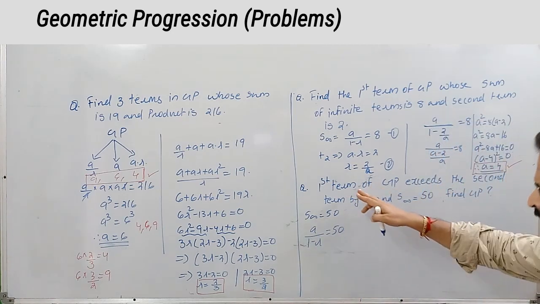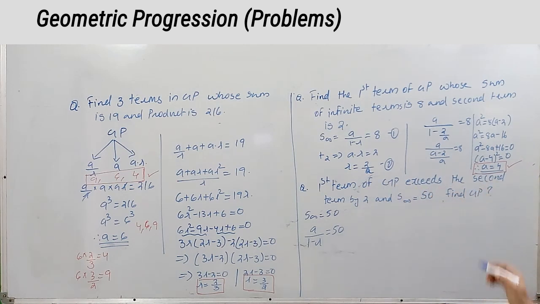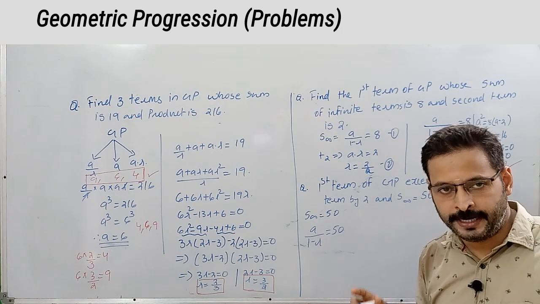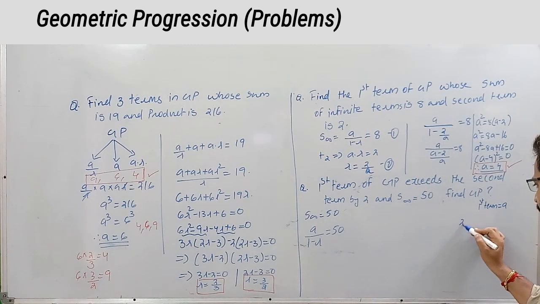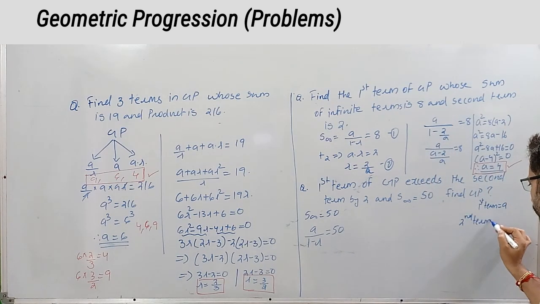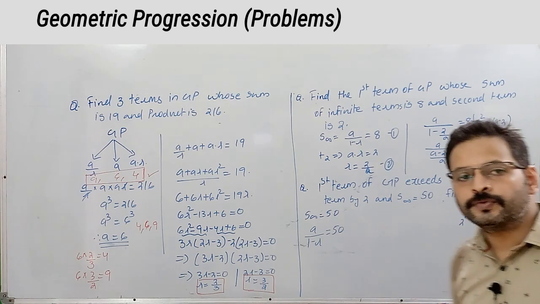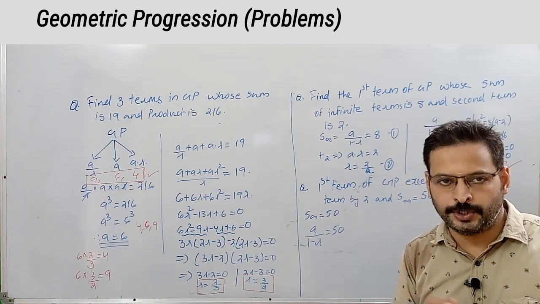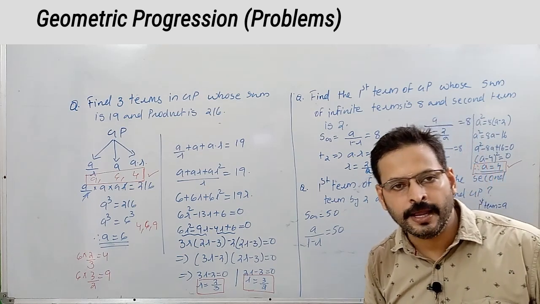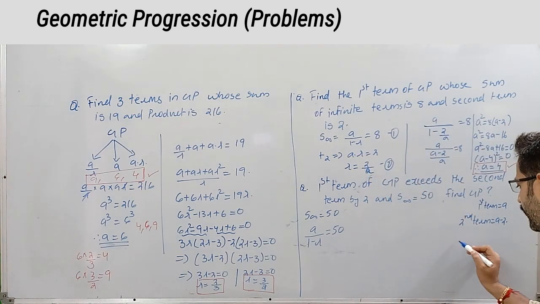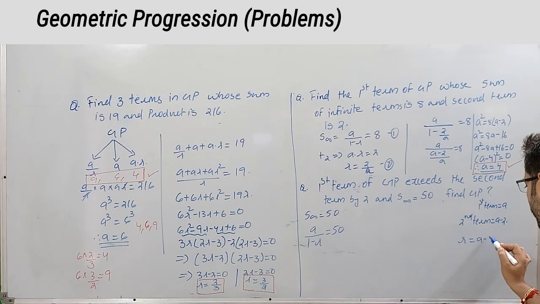In the question it is given that the first term of the GP exceeds the second term. Let the first term equal A. The first term exceeds the second term by 2, that means we can take the second term as A minus 2. We know from the definition that the common ratio of a GP is the second term divided by the first term. R is equal to A minus 2 divided by A.